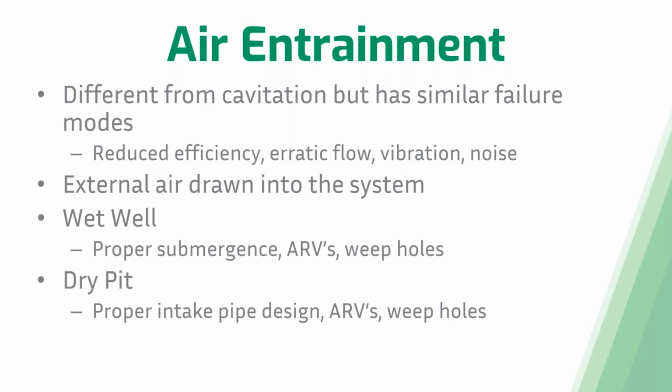So in wet well applications, you want to make sure that there's proper submergence. You can also use air release valves, and typically all of our pumps have weep holes to release any sort of air that might get trapped inside of that pump. But you also want to make sure that you're putting weep holes into that discharge piping to get rid of any of that air if that first weep hole does become clogged. And then we have dry pit applications. Like I said before, you want to make sure you have properly designed intake piping. And you can also use air release valves and weep holes as well to prevent any sort of air from getting trapped in that system.